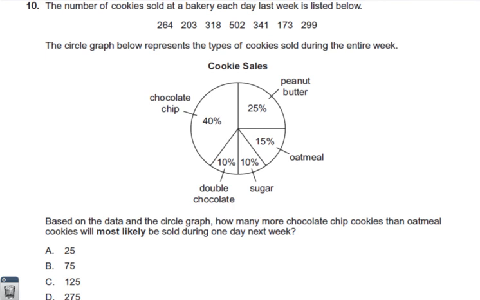Okay, number 10. There's a lot here. It's a heavy, complicated question that you should know what I'm talking about because you should have already read this. So here we go. They give you a circle graph and a list of the total number of cookies sold last week up top. And what they're asking is how many more chocolate chip cookies than oatmeal cookies will most likely be sold during one day next week. Okay, so how many more cookies?